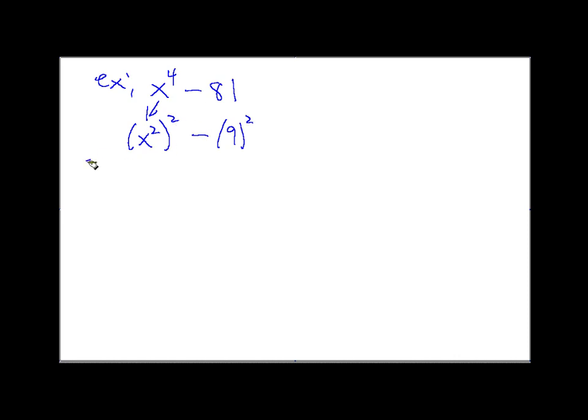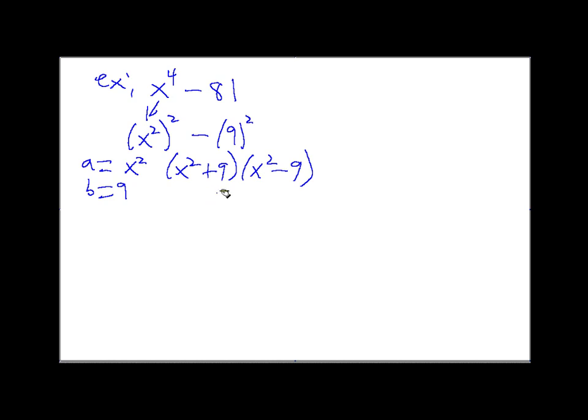Except what's my a now? My a here is going to be what? X squared this time. Can you see that? Again, it's a squared minus b squared. A squared minus b squared. Okay, so b is 9. All right, hopefully you see that. Okay, then again, the formula says what? A plus b, a minus b. So I have x squared plus 9 times x squared minus 9. Can we see that? A plus b, a minus b. Can we see that? All right.